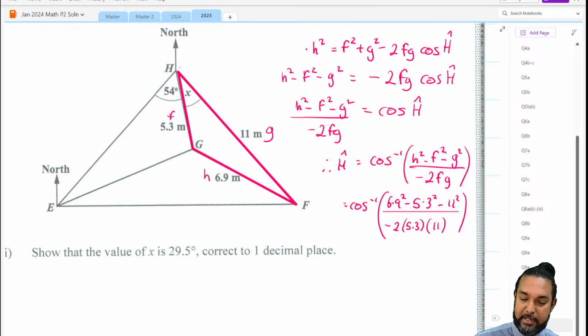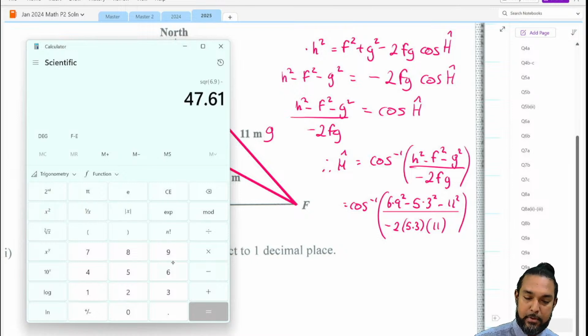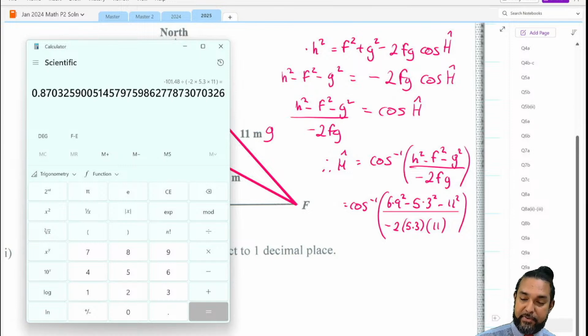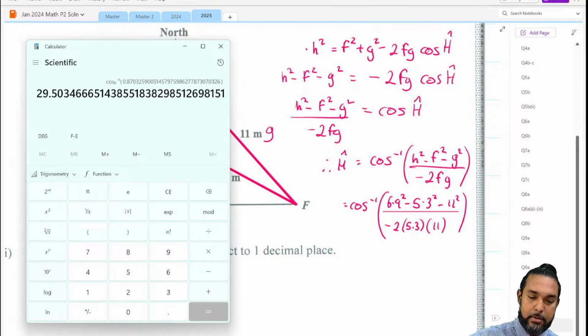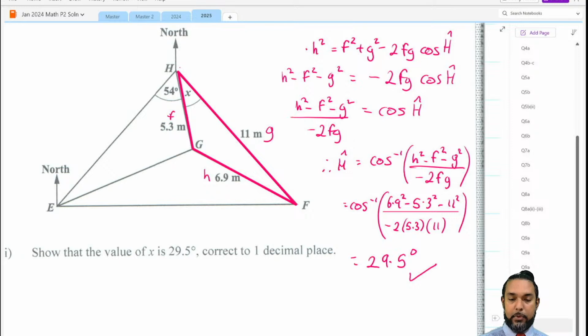Right. So let's plug it into our calculator. So of course I have this old calculator here. 6.9 squared. Right. And now we divide that by minus 2 by 5.3 by 11. So it's cos inverse of that. 29.5. So h is equal to 29.5 degrees. Okay, cool.